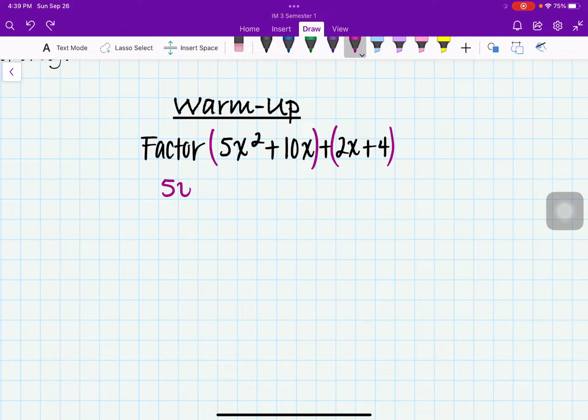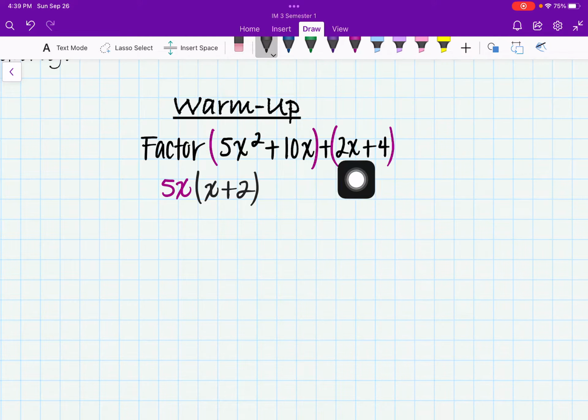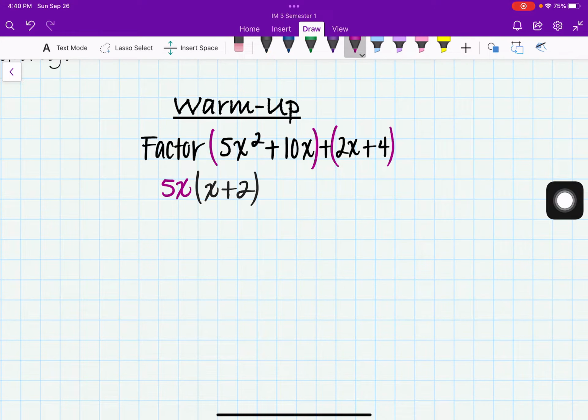Now, if I factor out a 5x here, then I should have another expression inside. Factoring out a 5x from 5x squared leaves me with an x. Factoring out a 5x from 10x leaves me with the positive 2. Now let's move on to the next one, and we have 2x plus 4. The GCF they have in common is a positive 2, so I'm going to factor out a positive 2. If I factor out a 2 from 2x, that's an x, and if I factor out a 2 from 4, that's a 2.